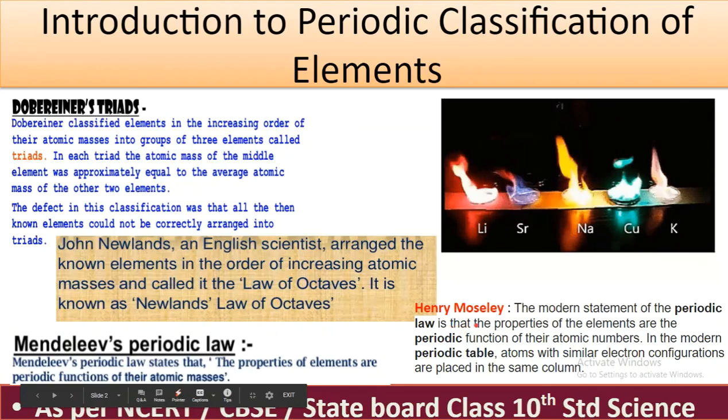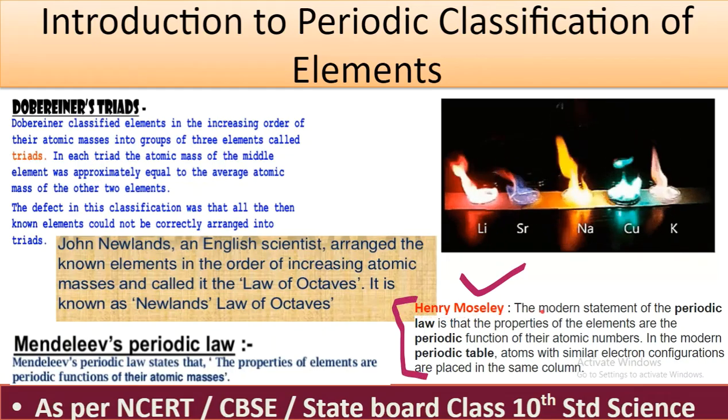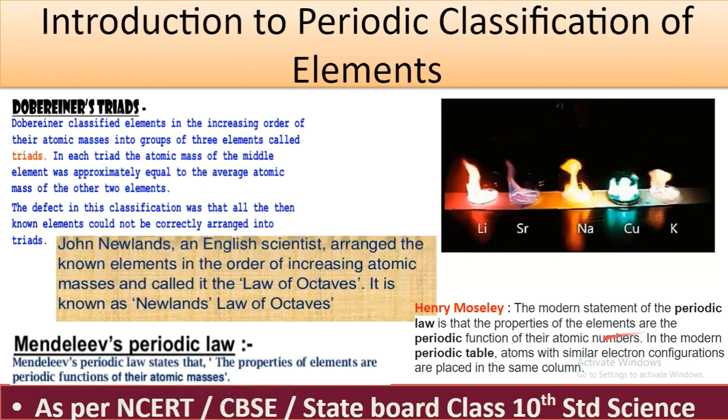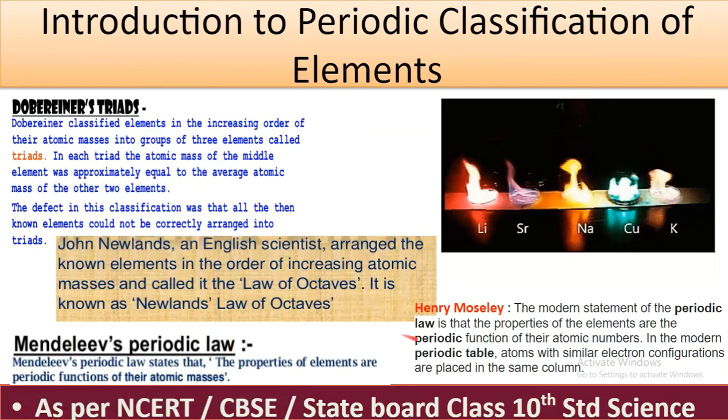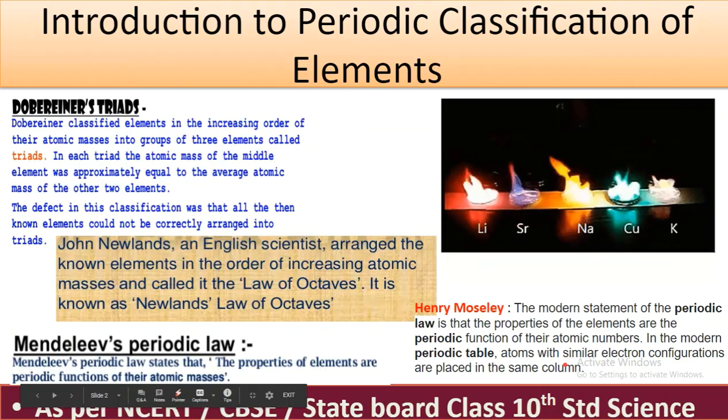Finally we have what we call the modern periodic table, by Henry Moseley. The modern statement of the periodic law is that the properties of elements are a periodic function of their atomic number. The other two proposed their theories on the basis of atomic masses, but Henry Moseley proposed that elements can be arranged on the basis of their atomic number. In the modern periodic table, atoms with similar electron configurations are placed in the same column. That is what we use today.